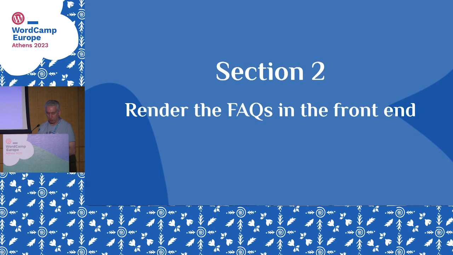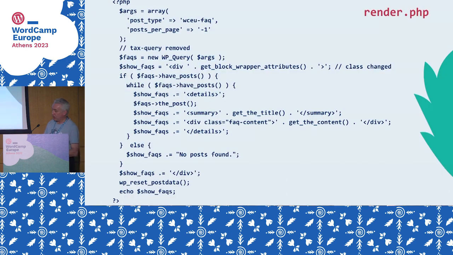WC FAQ block folder where your edit.js and your block.json was that you edited earlier, there's a render.php file. What you would normally do is just copy your shortcode function across, or the contents of the shortcode function, and edit it. But what you can do here is you can just copy the code from here, and you'll see it's virtually identical. There's just a couple of changes.